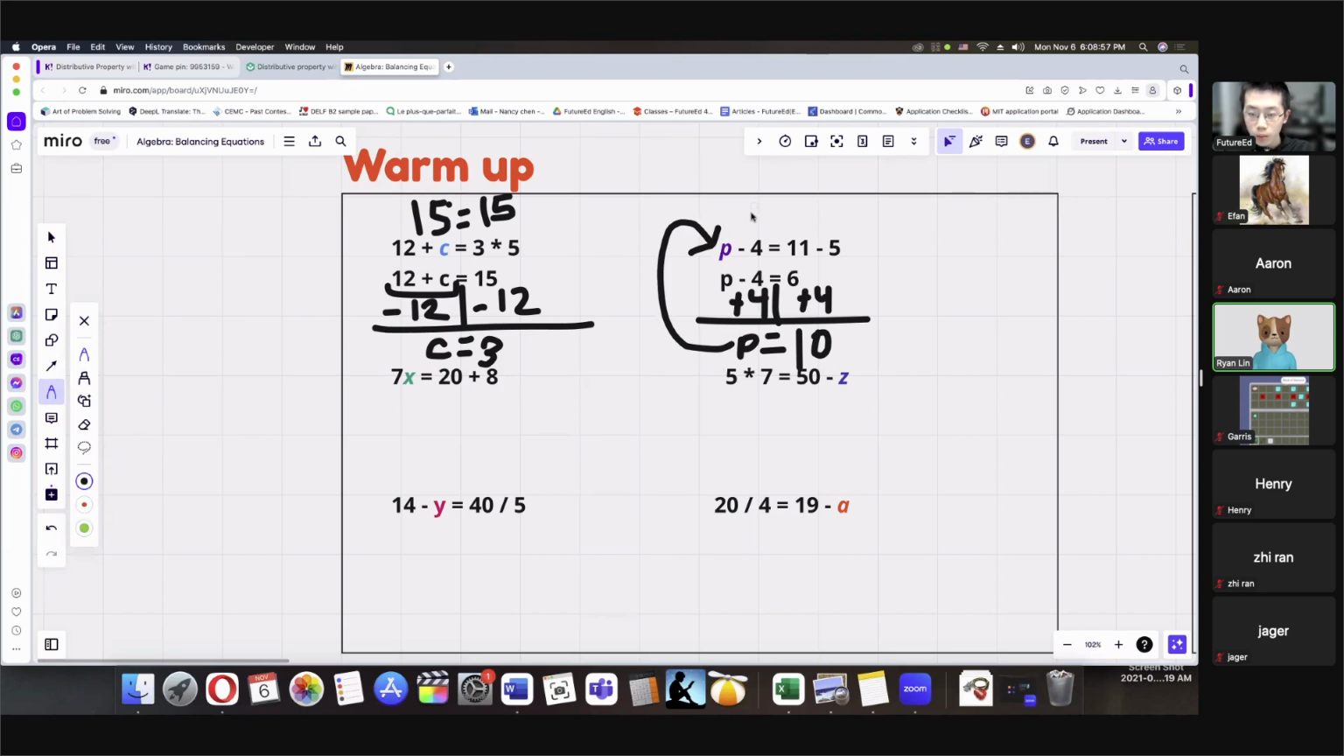10 minus 4, 6. 6, good. And what about 11 minus 5? Mm, 6. Also 6. Awesome. So we know that 6 is equal to 6, which means our answer of P equals 10 is correct. Ryan, while you're still here, would you like to try 7x equals 20 plus 8?